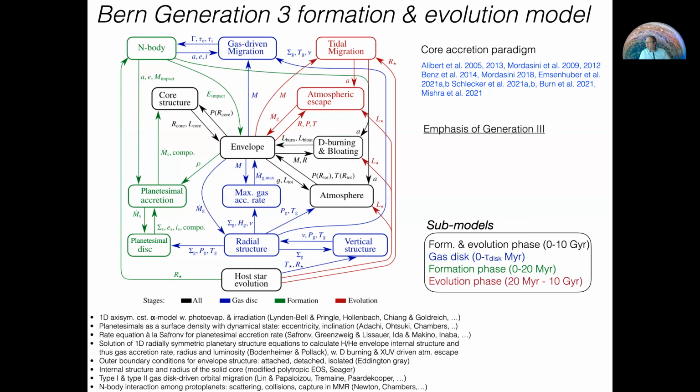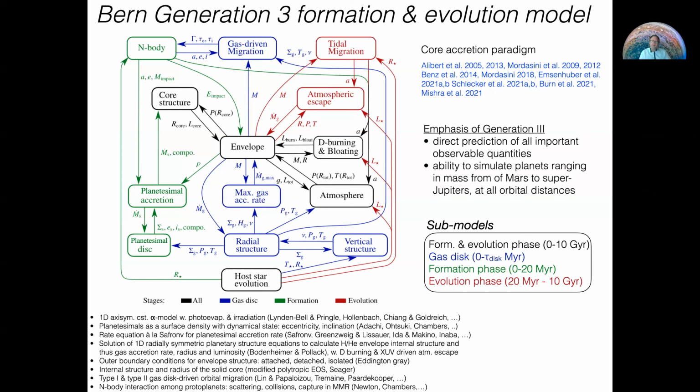The emphasis of this generation was on the direct prediction of all important observable quantities. So not only masses and orbital distances as in the past, but directly also radii, magnitudes, and luminosities, and also the ability to simulate planets ranging in mass from Mars to super Jupiters, and from very close-in distances to large distances. This means, for example, that the model needs to include the giant impact formation phase for terrestrial mass planets, but it also needs to include things like atmospheric escape or bloating of the radii in order to be able to simulate close-in planets.